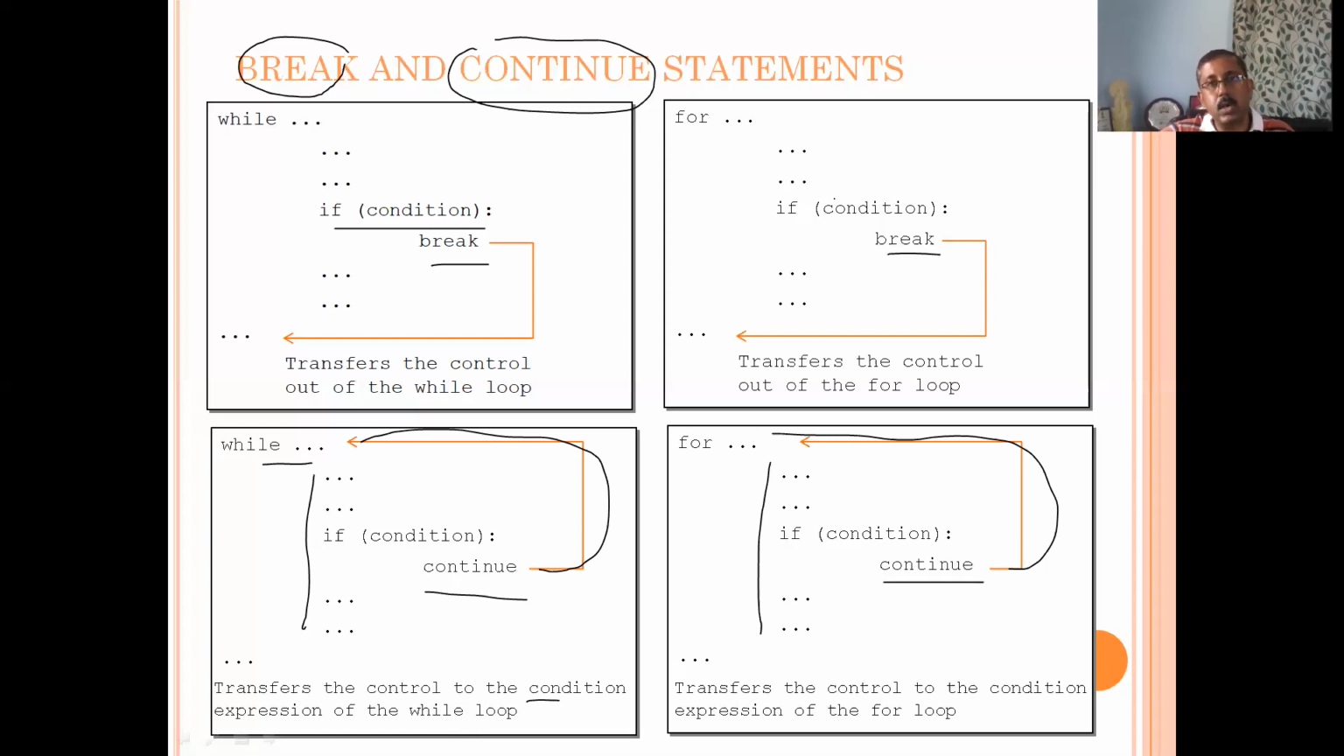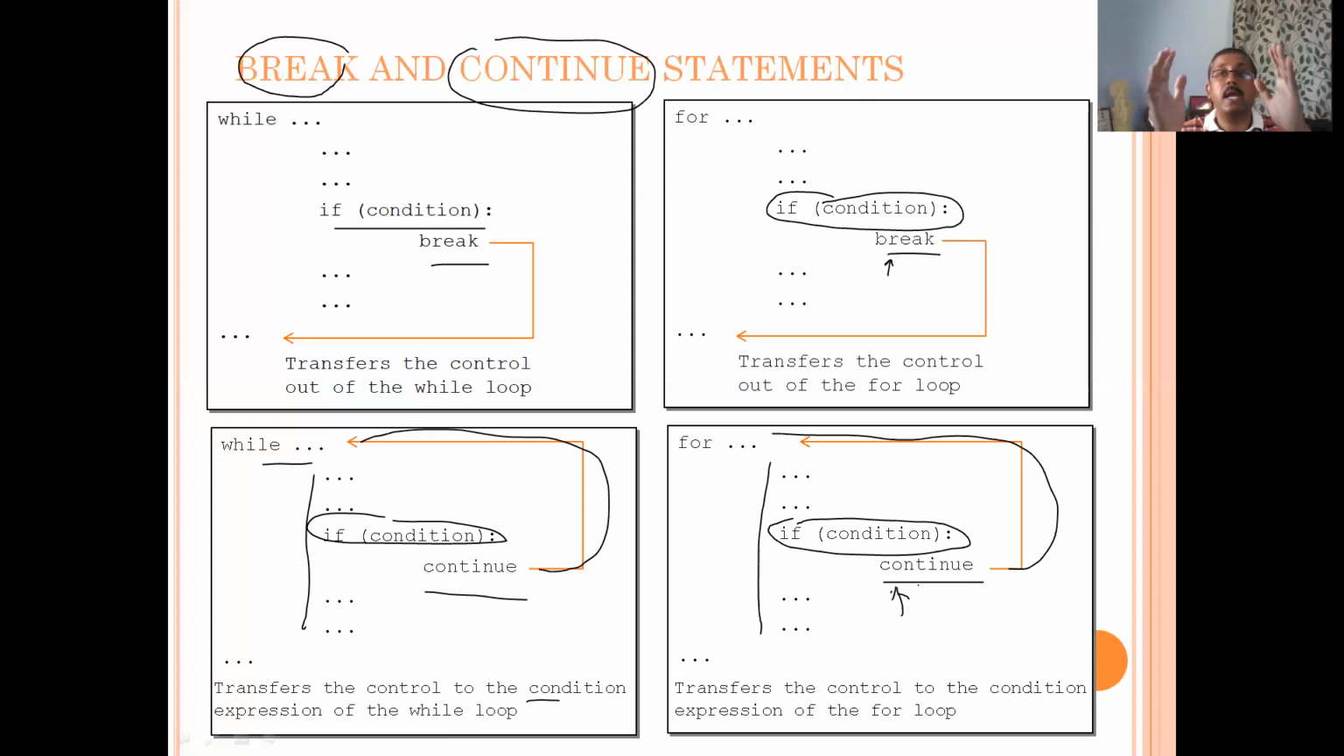In both cases I'm using conditionals, the if condition, to check whether the condition is being satisfied or not. But in one case you are going to use the break statement, and in the other case you are going to use the continue statement. Break means you want to break out of the loop. Continue means you want to break out of that iteration and continue the loop. You just want to come out of that iteration.